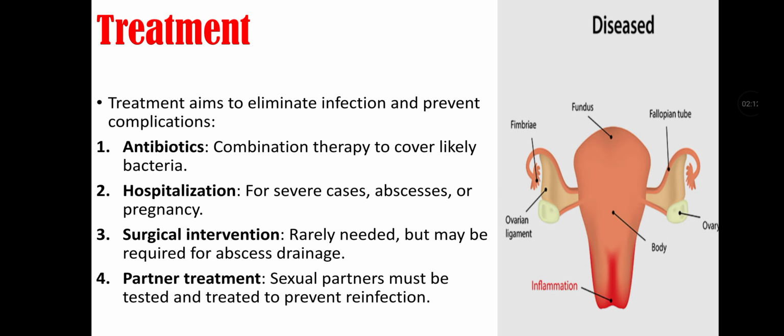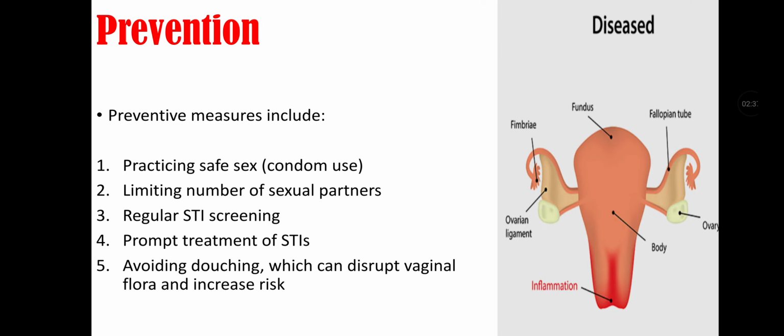Treatment of pelvic inflammatory disease. Treatment aims to eliminate infection and prevent complications. It includes antibiotics, that are combination therapy to cover likely bacteria. It includes hospitalization for severe cases, abscesses, or pregnancy. It includes surgical intervention that is rarely needed but may be required for abscess drainage. It includes partner treatment, that is sexual partners must be tested and treated to prevent reinfection.